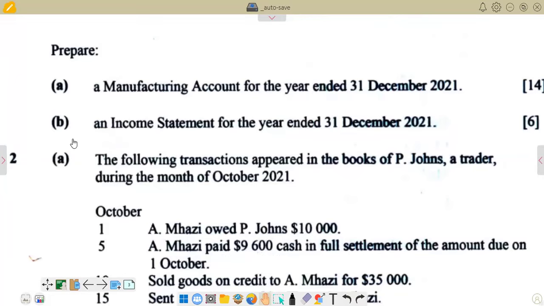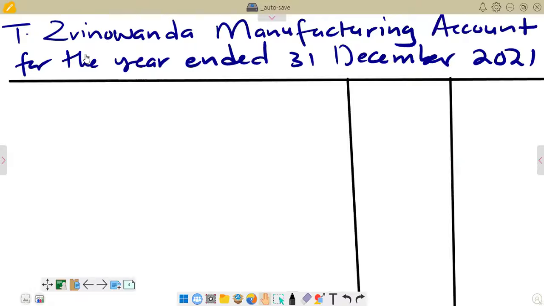If you go to our answer section, you'll see that we have already prepared T. Nowonder's manufacturing account for the year ended 31 December 2021. So you see that the key points on our heading are that we are supposed to indicate who you are preparing for, what you are preparing, which is the manufacturing account, and when the year is ending, which is 31 December 2021. Very important. So remember, this is our manufacturing account.